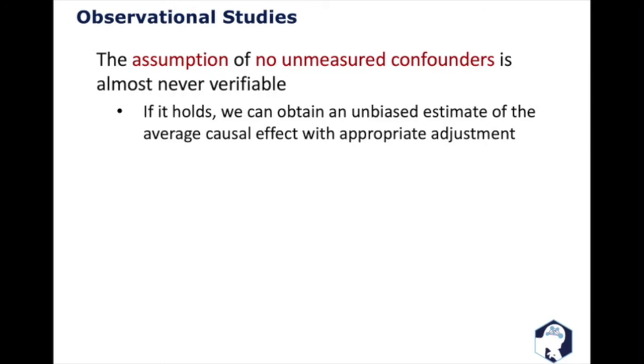And our assumption, so we assume that there are no unmeasured confounders, which is almost never verifiable. I will mention that it's likely not true in a lot of cases, and so there are methods, such as sensitivity analyses, that check the robustness of the results of a causal inference study to unmeasured confounders. But if we do assume that we don't have any unmeasured confounders and we are properly adjusting for the confounders that we have measured, then we can obtain unbiased estimates of the average causal effect with appropriate adjustment for confounding.